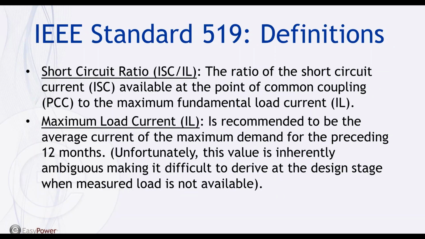So going over some of the definitions we have in the IEEE 519 standard, the short circuit ratio is the ratio of the short circuit current available at the point of common coupling to the maximum fundamental load current. This ratio essentially shows the relative size of the load compared to the utility system. The maximum load current is recommended to be the average current of the maximum demand for the preceding 12 months. Unfortunately, this value is inherently ambiguous, making it difficult to derive at the design stage when measured load is not available.